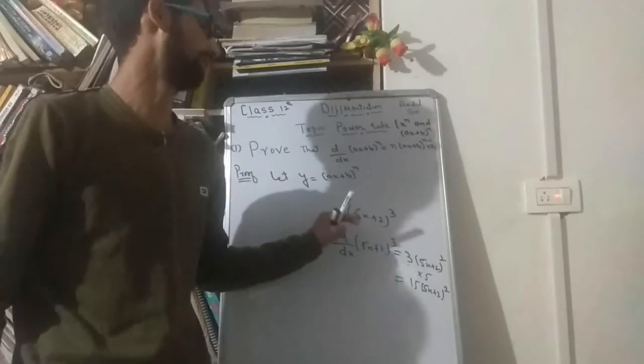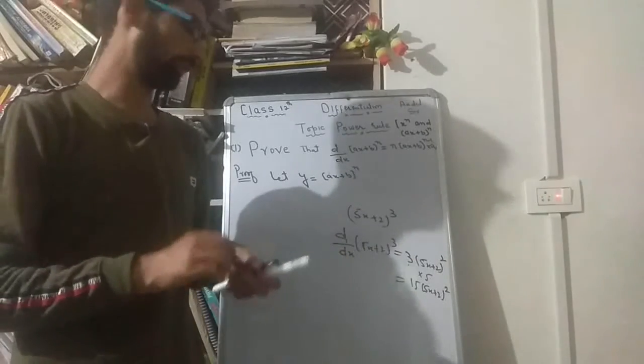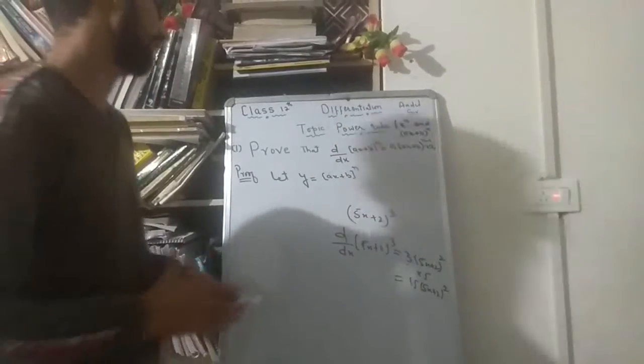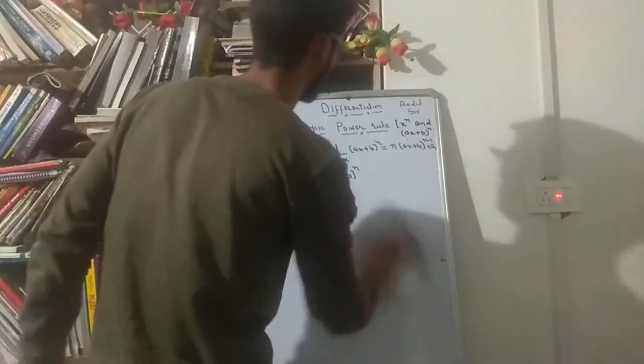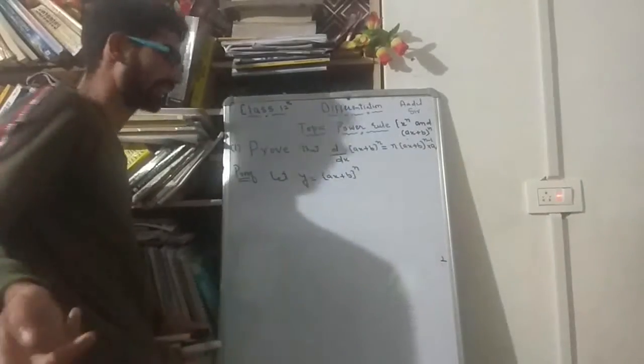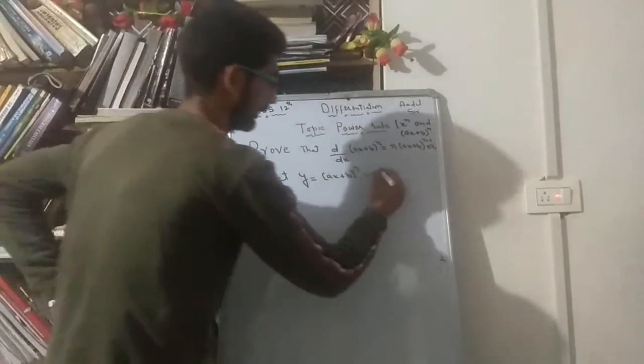So if we have a linear expression raised to a power, then we can find the derivative of that very function by this. So this was a simple example based on this, and with the help of this you can solve the exercise. So now here the second, you will take this one.